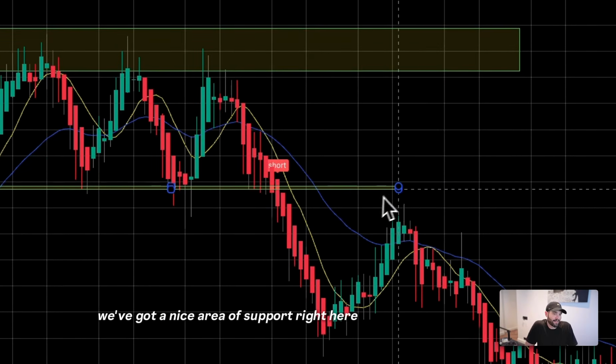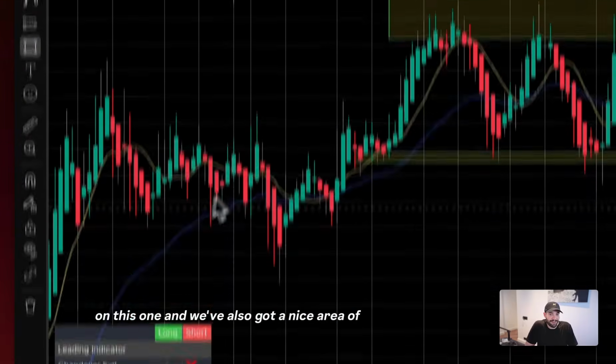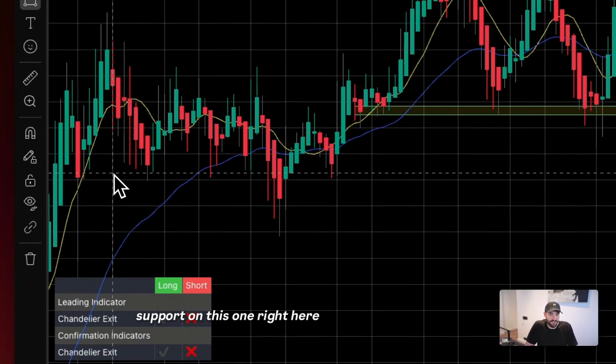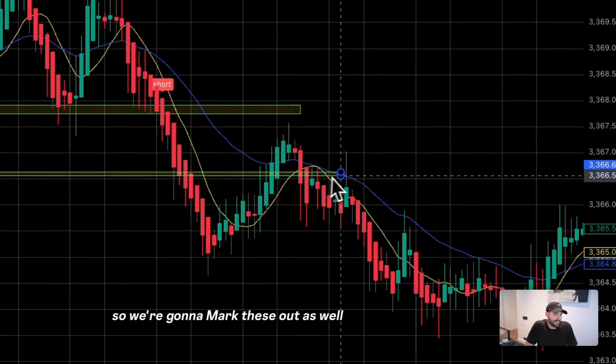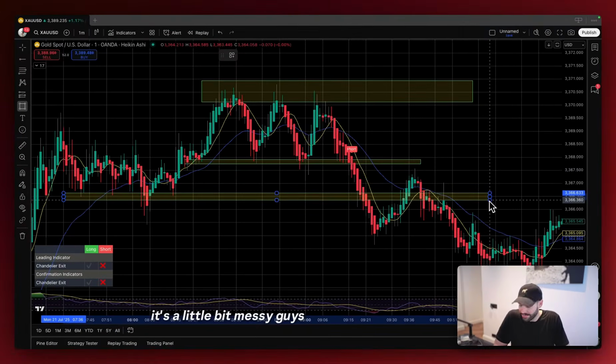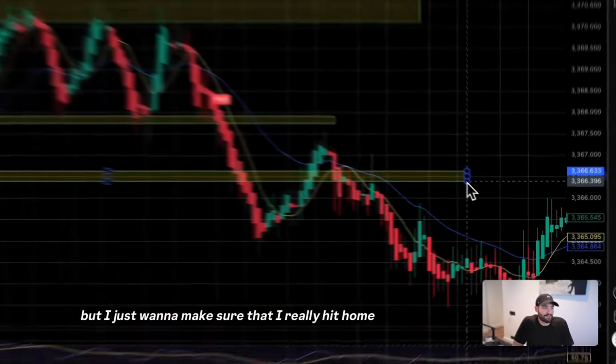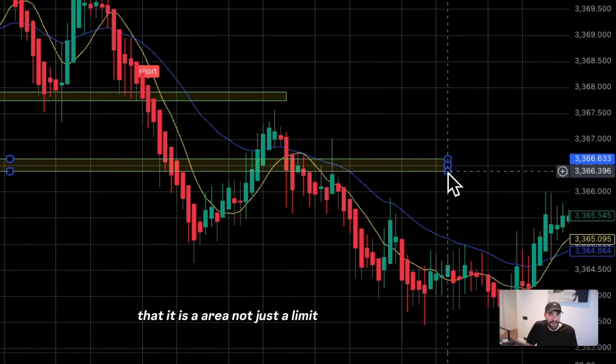We've got a nice area of support right here on this one, and we've also got a nice area of support on this one right here. So we're going to mark these out as well. It's a little bit messy, guys, so I'm sorry. I just want to make sure that I really hit home that it is an area, not just a limit.